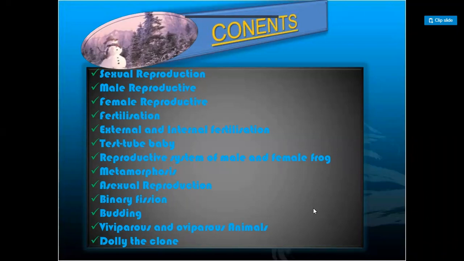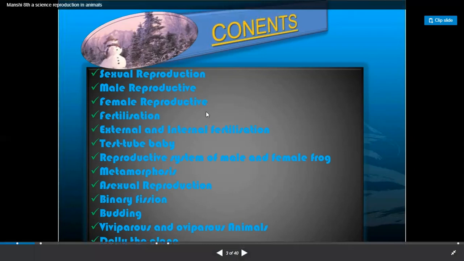It is one of the most important characteristics of living organisms. It is essential for the survival of a species on the earth. It ensures the continuity of life on the earth. In this chapter, we shall learn how reproduction takes place in animals. So that is the content which we are going to study in this chapter, right?